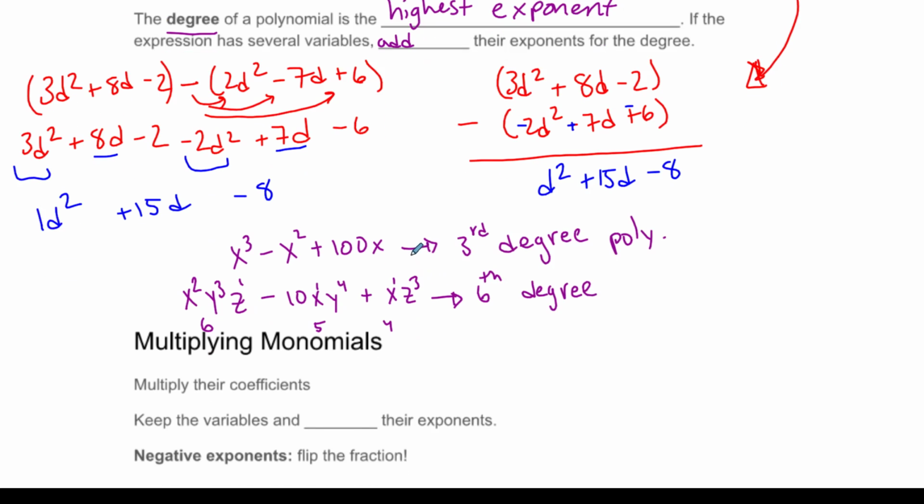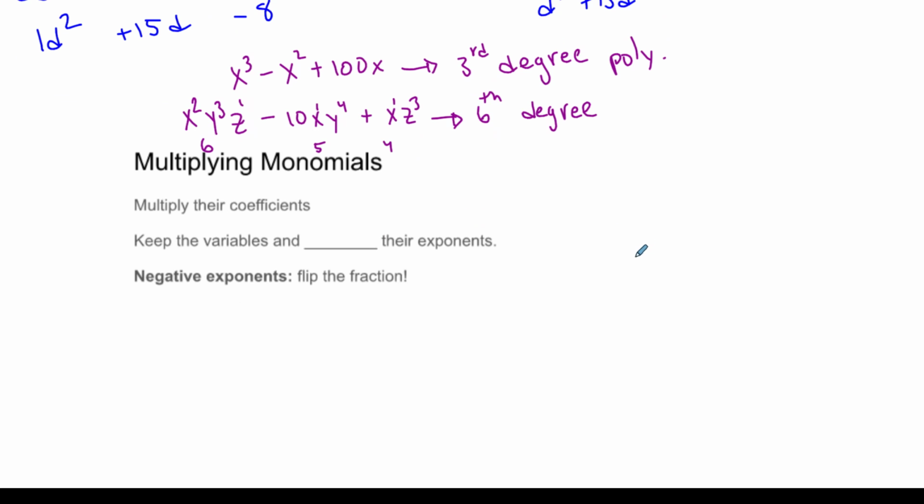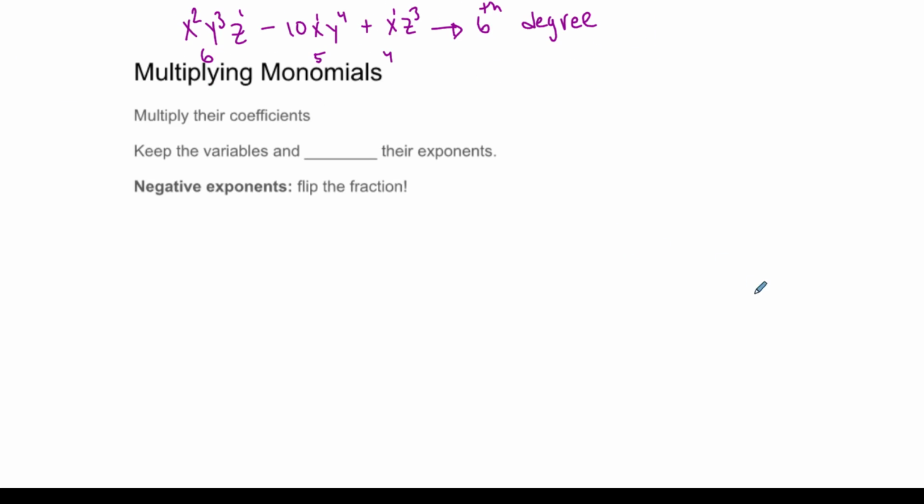Okay, last thing and then we're done. Multiplying monomials. Really, really straightforward. So when we say monomial, remember that's one term in the expression. Okay. So suppose I had like 5xy times 3x squared. What would the result be? Okay, I'm going to multiply their coefficients. So 5 times 3, 15.